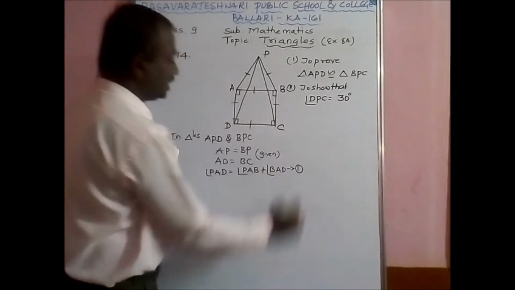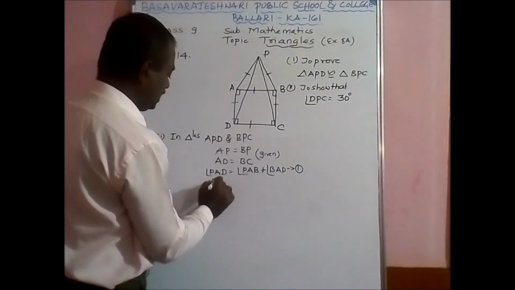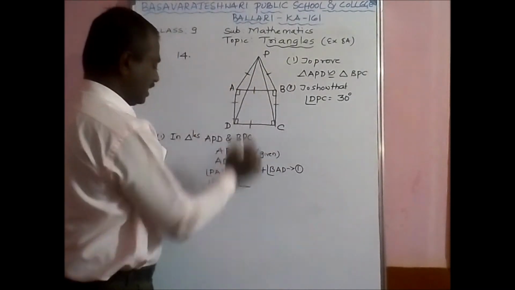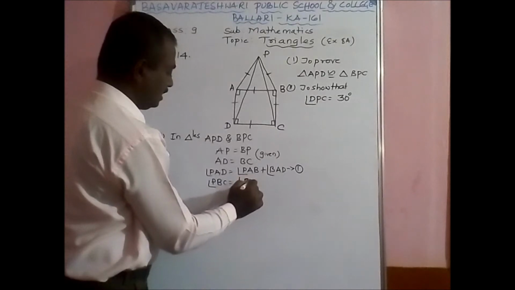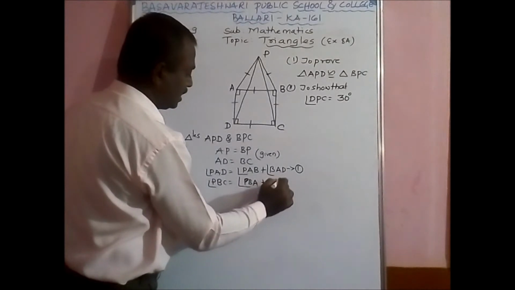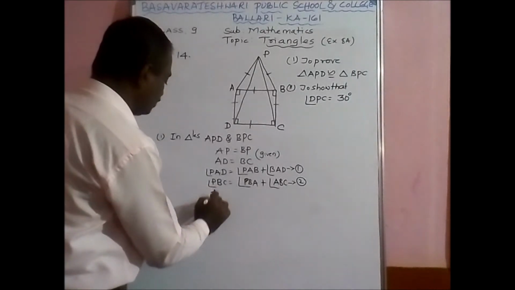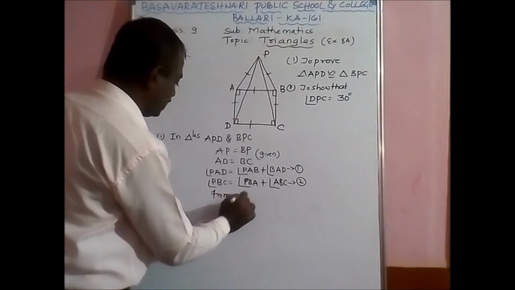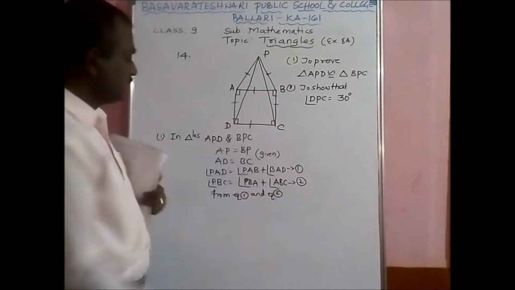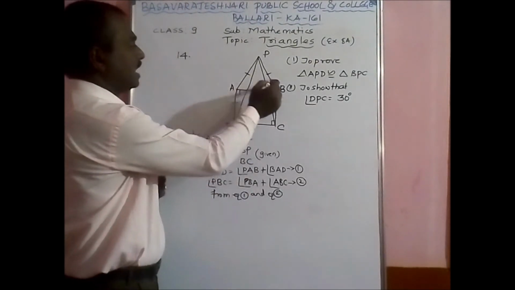Equation number 1. Similarly, angle PBC includes two angles. What are those? Angle PBA plus angle ABC, equation number 2. From equation 1 and equation 2, what will you observe? See, observe here, angle PAB and angle PBA. The two angles are equal.